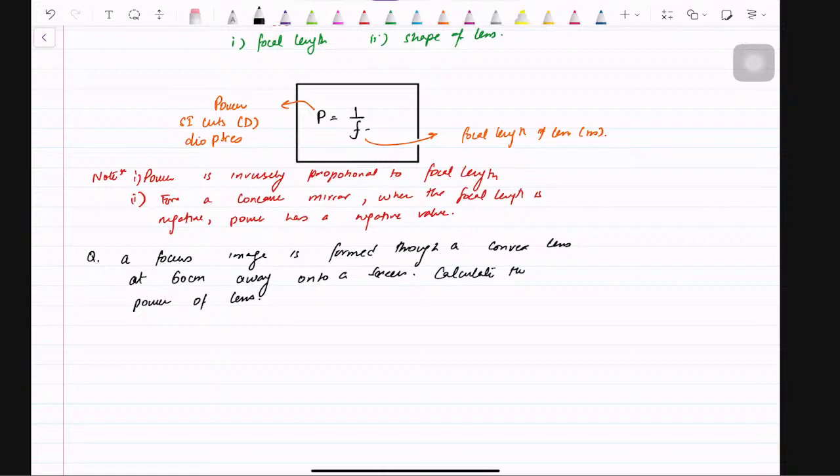Okay. Yes, please. 1.66. Yes, very good. So you converted this to meters, right? Meter. Yeah, very good. So focal length is 60 centimeter, okay, 0.6. So the power would be 1 over 0.6, which is 1.66 diopters, right? Is that clear? Yes. All right.